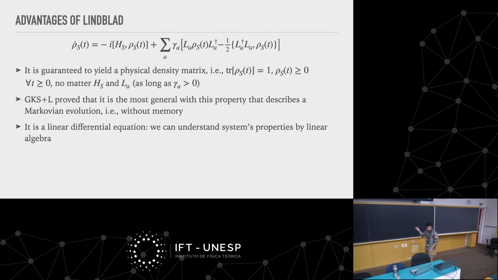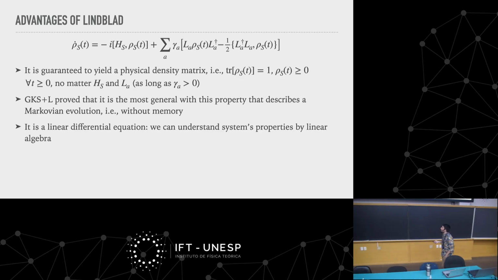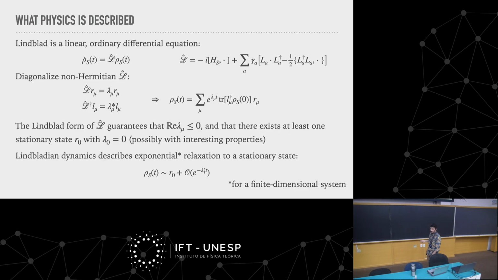Now, the big advantage of having an equation of this form is that, thanks to the property of Markovianity, it's an ordinary linear differential equation, so we know how to solve it, at least in principle, and we can understand what kind of physics is described. So, in a very formal manner, you can write the equation as this. This is a linear operator that's called Lindbladian or Liouvillean. It's a super operator, so an operator that acts on other operators. You can think of it as a tensor if you wish.